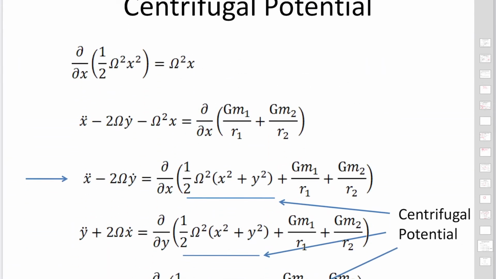Also, the centrifugal force is quite simplified. In this case, omega is a constant. So the partial derivative of 1 over 2 omega square x square can be expressed as omega square x. So this term is quite easily simplified.